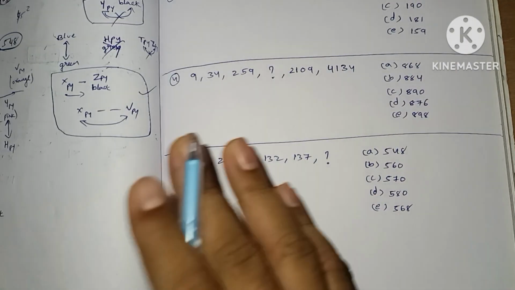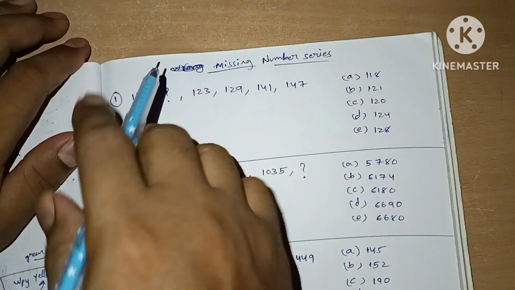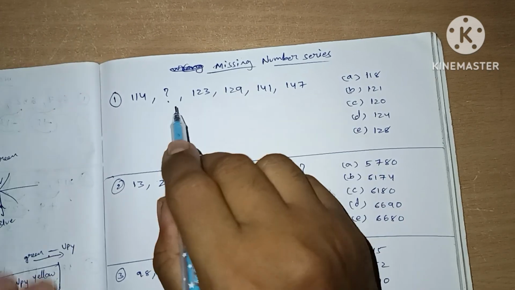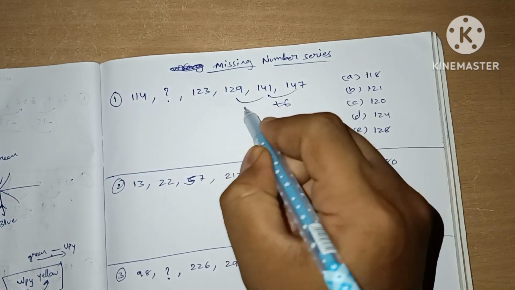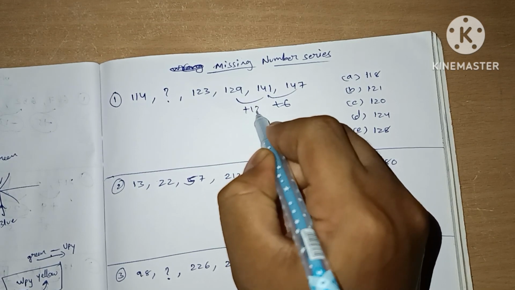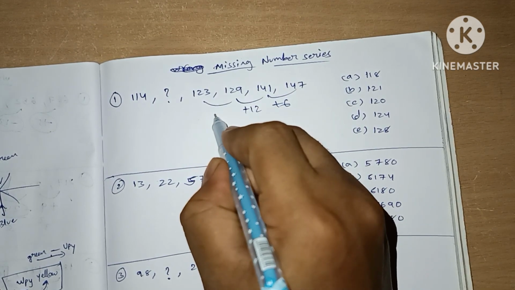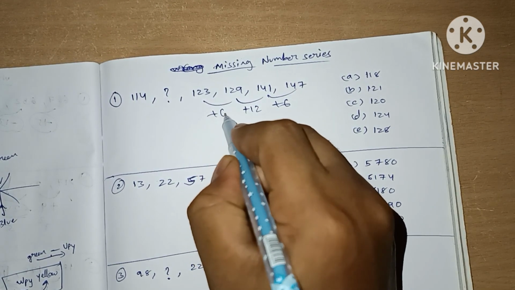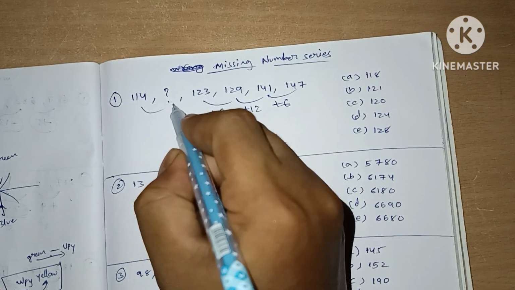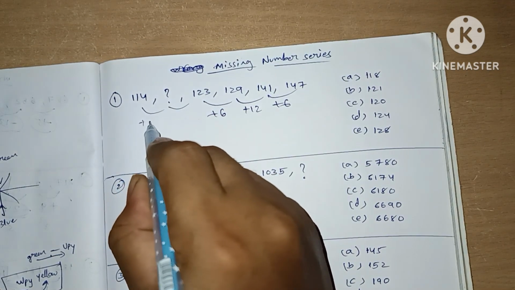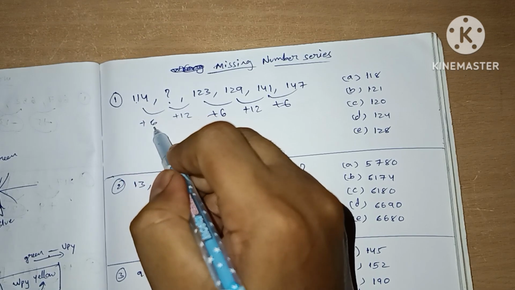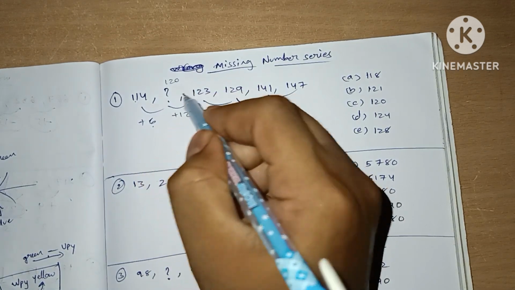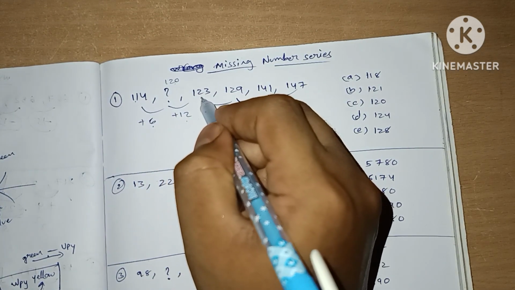Now we are going to see missing number series. Here we'll go with the differences. Here the difference is plus 6, here the difference is plus 12, here the difference is plus 6, so it must be plus 6 and plus 12. Let's see, 114 plus 6 will be 120, 120 plus 12 will be, no, this is not.